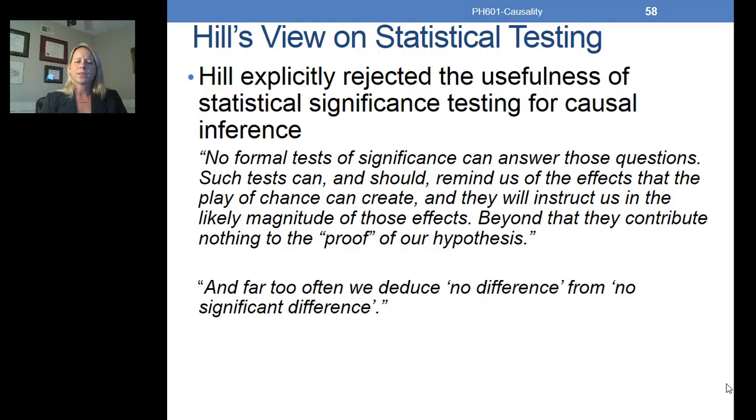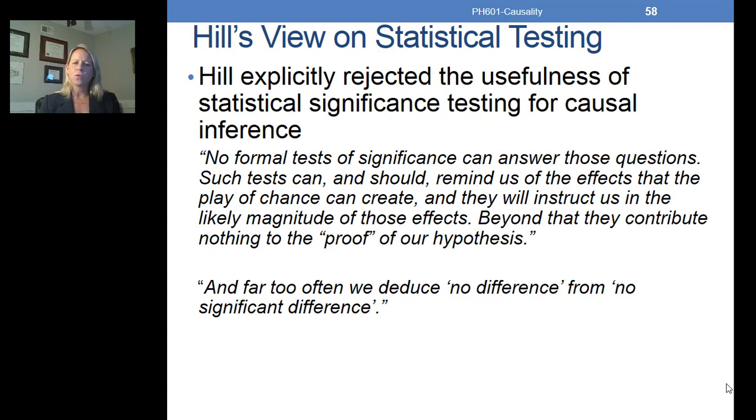And then finally, with respect to Hill's criteria that were established in the 1960s, he was tremendously against the use of statistical testing as a means by which causality can be concluded. He explicitly rejected the usefulness of statistical significance testing for causal inference.